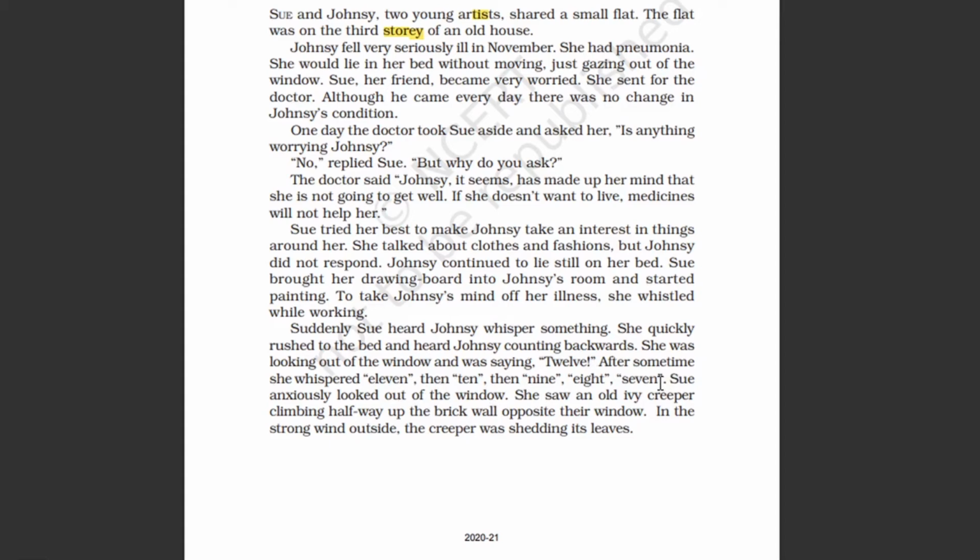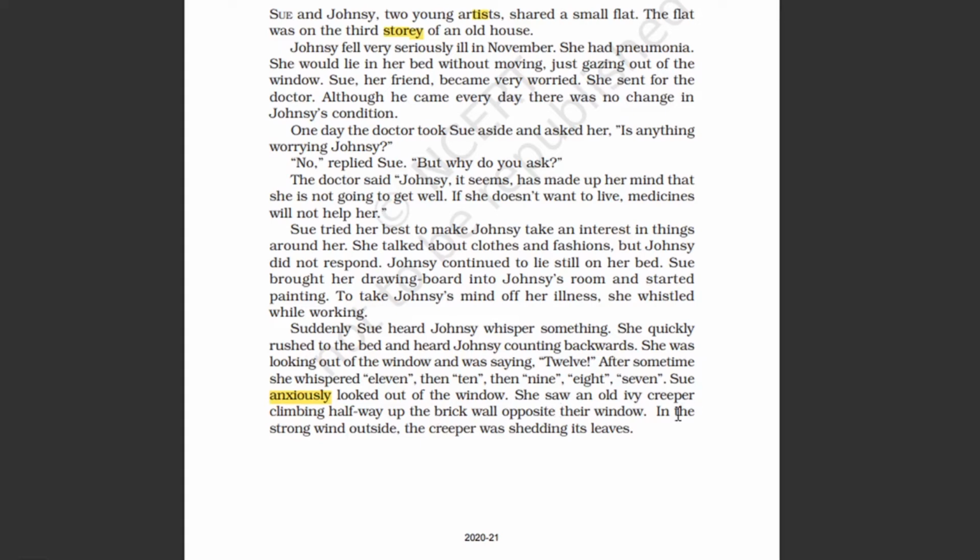तो क्या कर रही थी वो? She was counting backwards like 12, then 11, 10. Sue anxiously looked out of the window. Anxiously means eagerly. तो Sue ने क्या किया? विंडो के बाहर देखा कि ये क्या चीज है जिसको ये काउंट कर रही है. She saw an old ivy creeper climbing halfway up the brick wall opposite to their window. तो उसने क्या देखा? एक क्रीपर, यू नो बेल. ओके, आईवी इज ऑल्सो क्लाइंबिंग प्लांट. तो उसने क्या देखा? एक आईवी क्रीपर है जो उसकी दीवार के, जो विंडो के साथ में जो दीवार है, उस पर एक बेल चढ़ी हुई है.